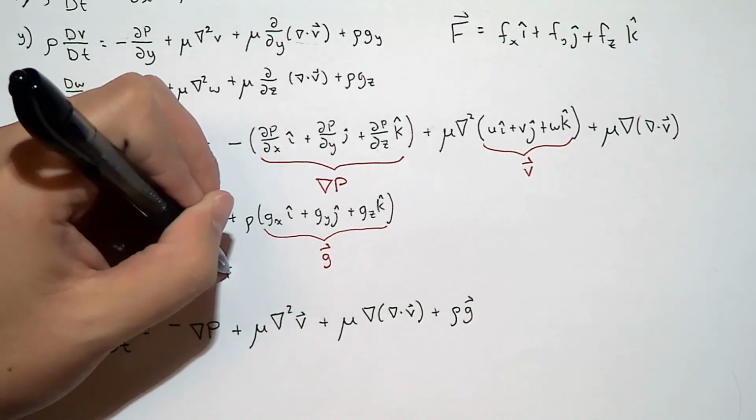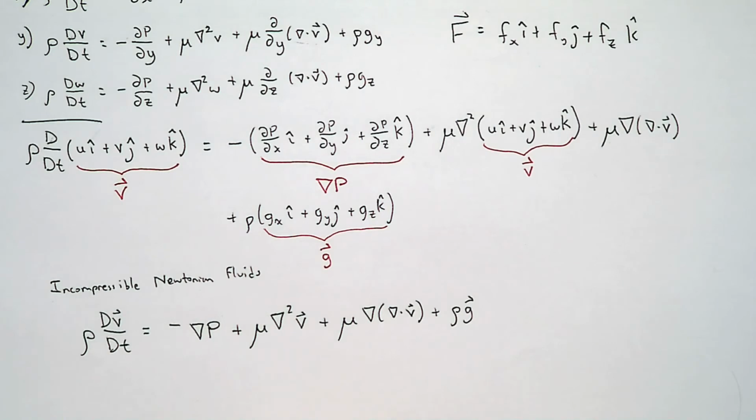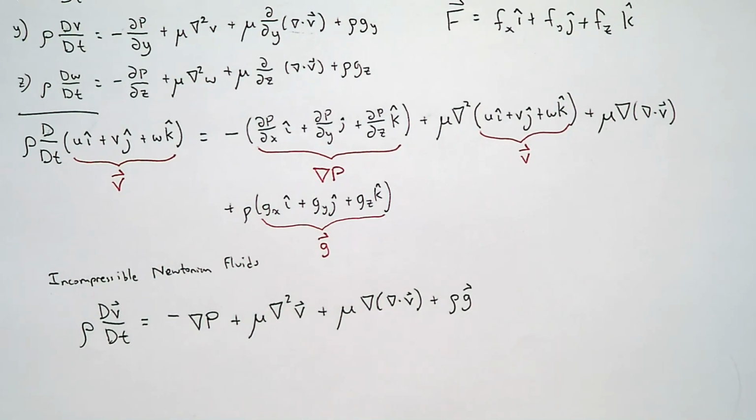However, remember, we are using the constitutive equations for incompressible Newtonian fluids. So for incompressible Newtonian fluids, what else should I do to this equation? Keyword, incompressible. Okay, density is constant, but that really just tells me I can divide by density or something. But what else? There's something key here.